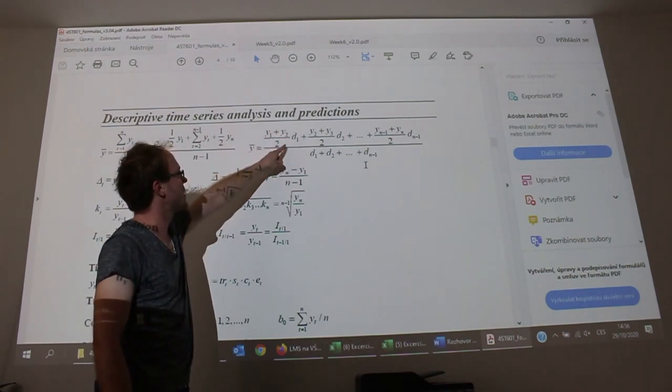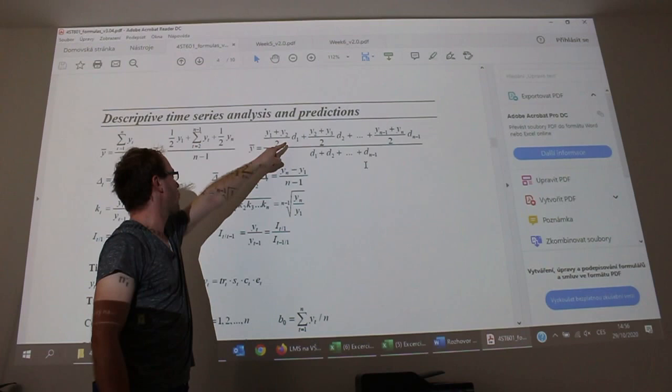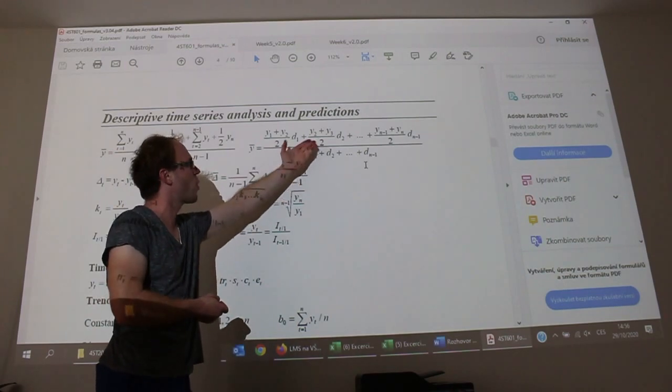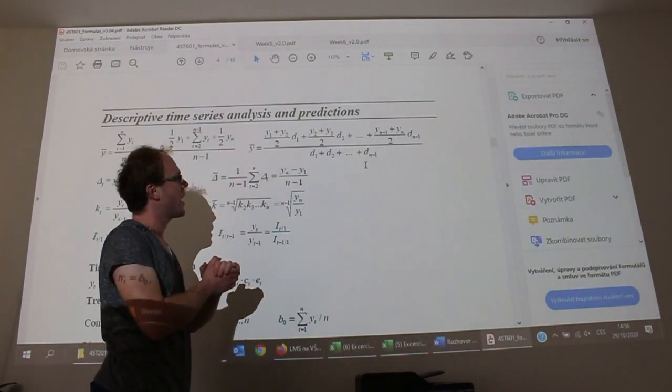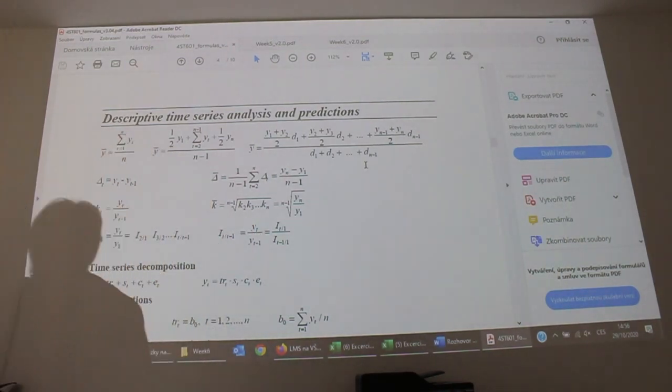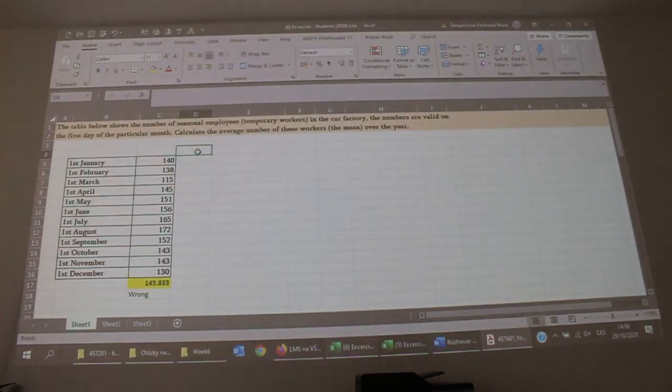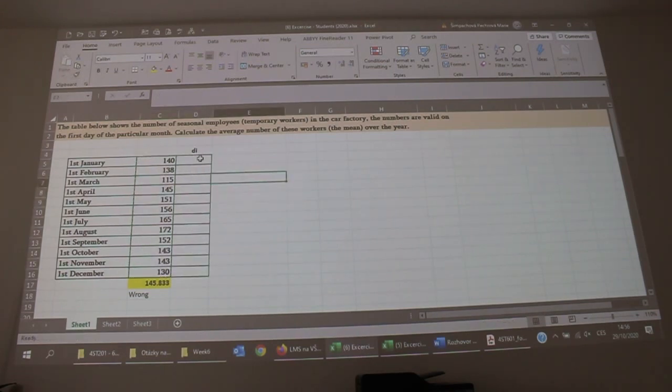January plus February, divided by 2, weighted by the number of days in January, plus February plus March, divided by 2, weighted by the number of days in February, etc., etc. So please, we can write here the number of days, D, another variable. I will use formatting here. We know that January has 31 days.